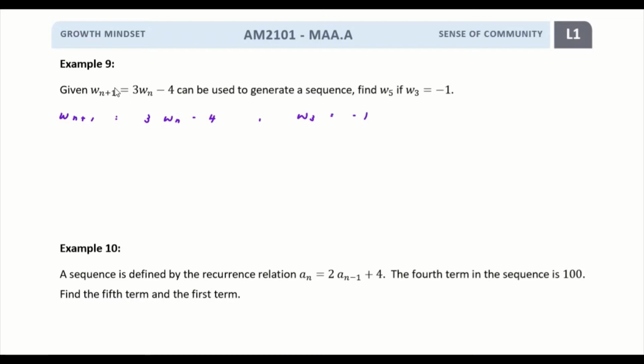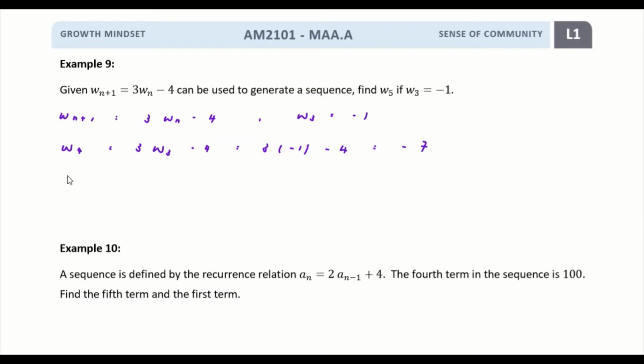By looking at this recursive rule, you should be able to realize that from W3 you can only get W4. Am I right? Because if you substitute W3 here, so 3 plus 1, then this is how you get W4. So you can't straight away jump to 5. So in this case, W4 is equal to 3 times W3 minus 4. So 3 times -1 and then minus 4. So -3 minus 4 is -7.